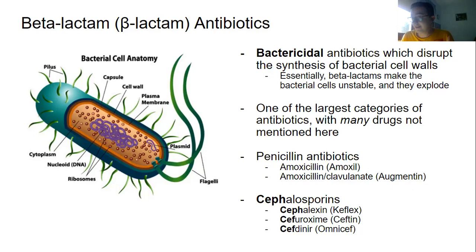You can tell that it's a cephalosporin. They always start with the prefix ceph, whether it's CEPH or CEF. So they all start with ceph. Cephalexin or Keflex, cefuroxime or Ceftin, cefdinir or Omnicef. So you can pretty much always tell if it's a cephalosporin antibiotic because they all start with that same prefix of ceph.